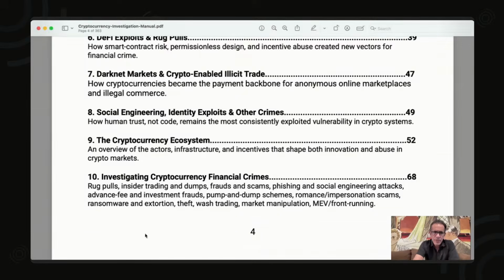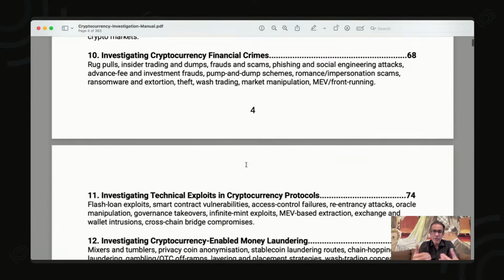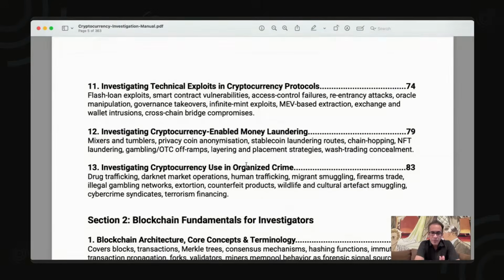After we look at all these cases, we then look at the crypto ecosystem and the different kinds of players in it. Then how to investigate cryptocurrency financial crimes, technical exploits, crypto-enabled money laundering, and the use of cryptocurrency in organized crime. Whether that's darknet, drug trafficking, firearms trade, or illegal gambling, in all those kinds of cases in which cryptocurrency is used, you'll be able to understand how to investigate them.